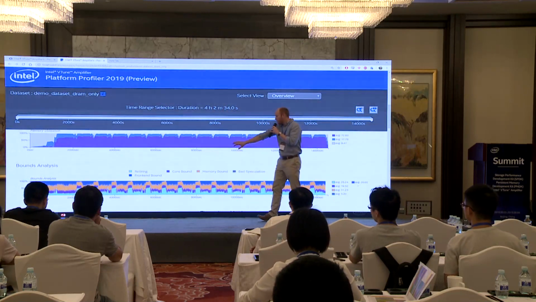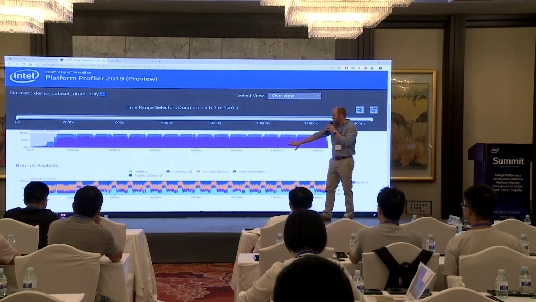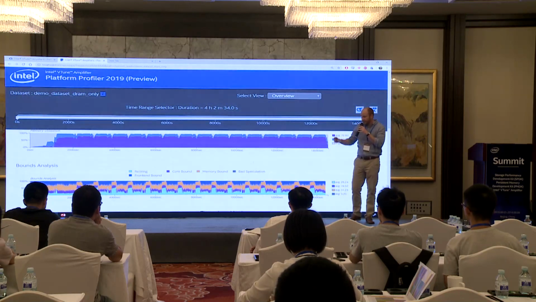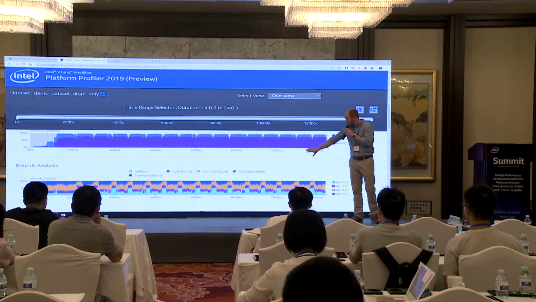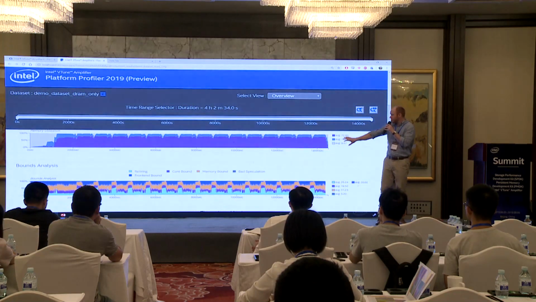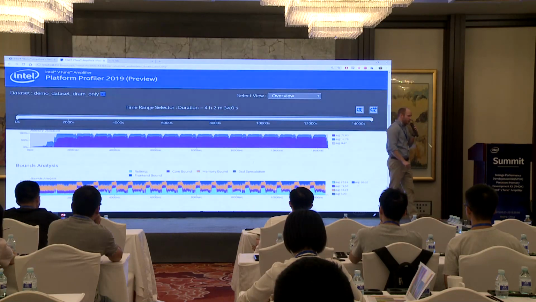But Platform Profiler is giving you an overtime view of what your bottleneck in the x86 core is, right? So at any given time, you have a certain efficiency in that core, and you can see over time how that's changing for your workload.